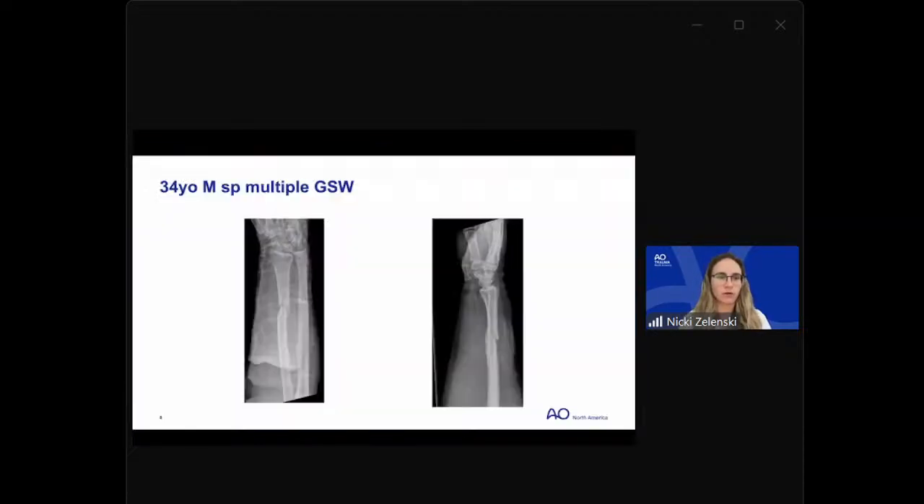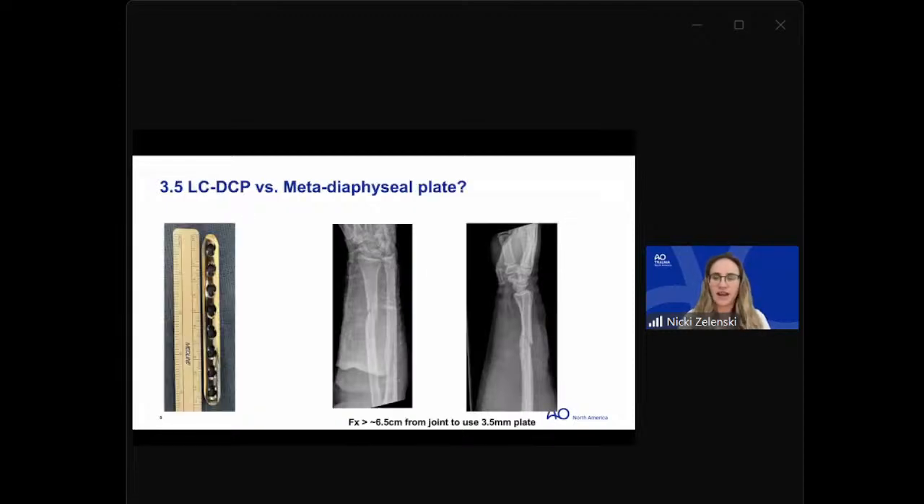This is a 34-year-old who is status post multiple gunshot wounds, including to the radial shaft. You can see a moderately comminuted radial shaft fracture. And the first thing I ask myself when I am consulted for an injury like this, other than are they neurovascularly intact, is what kind of plate am I going to use? Am I going to use a standard 3-5 LC-DC plate, or do I need to use a specific plate that is formed to the distal aspect of the radius, like a metadiaphyseal plate?